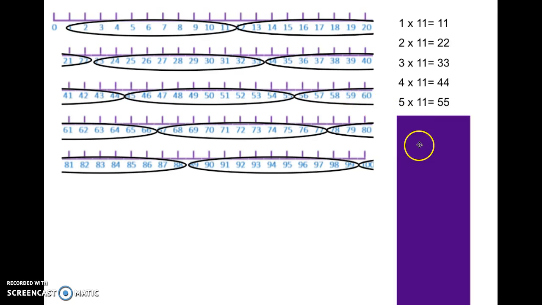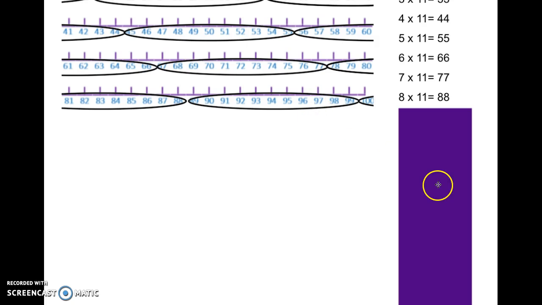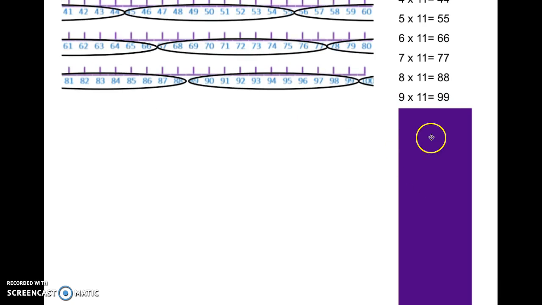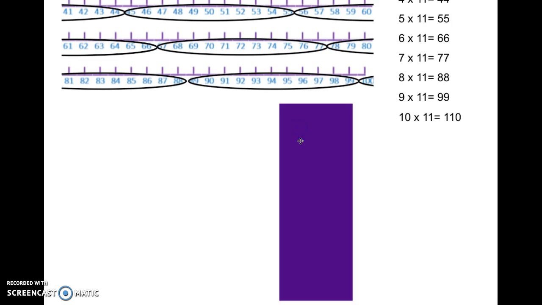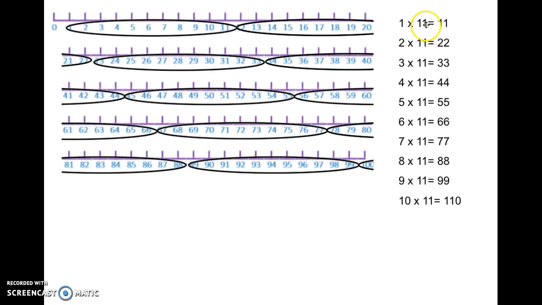6 sets of 11 is 6 times 11, which is 66. 7 sets of 11 is 7 times 11, which is 77. 8 sets of 11 is 8 times 11, which is 88. 9 sets of 11 is 9 times 11, which is 99. And lastly, it's getting cut off because our chart only goes up to 100, but 10 times 11 is 110. So go ahead and look at our products here, and I want you to think of any patterns that you see.